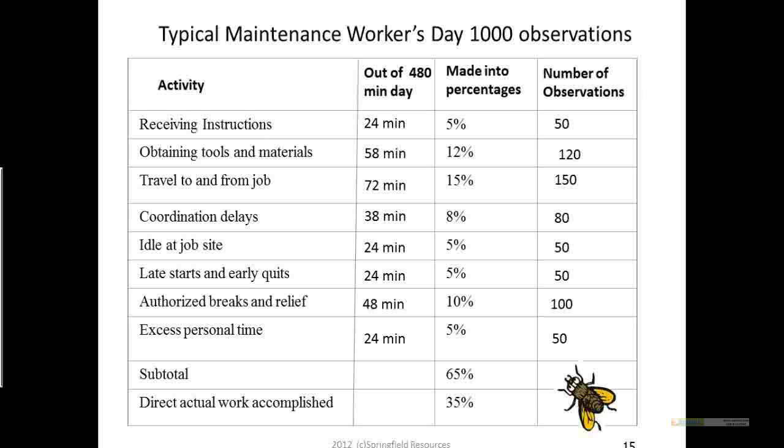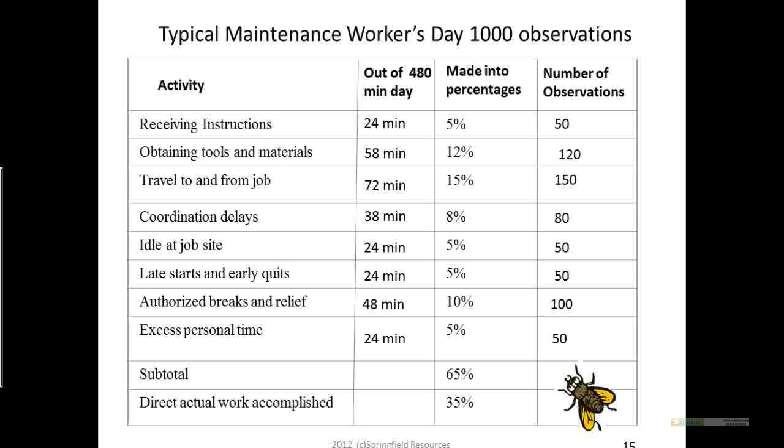We have what are called coordination delays. This is where we observe the person waiting, but we could tell that they were waiting for something. It could be they're waiting for an electrician if they're a mechanic. It could be that they're waiting for a crane to move something. It could be they're waiting for operations on something. So coordination delays are where we're waiting for a different group to do something.